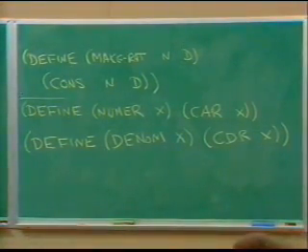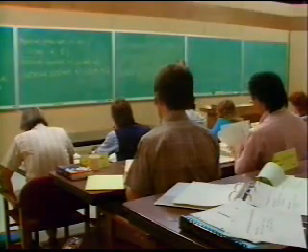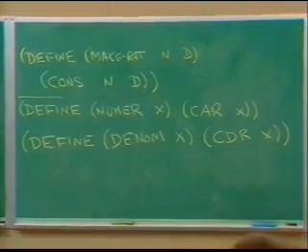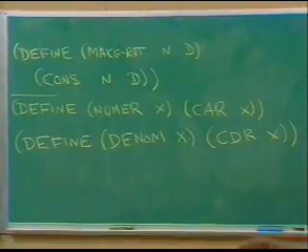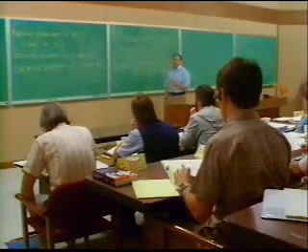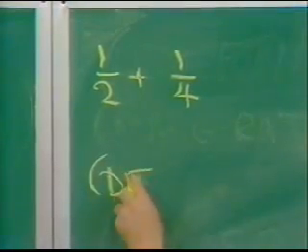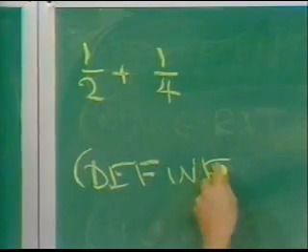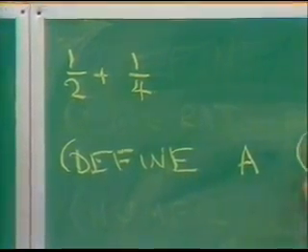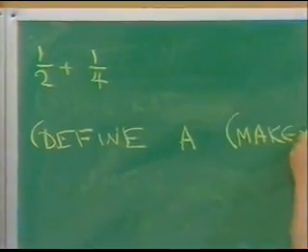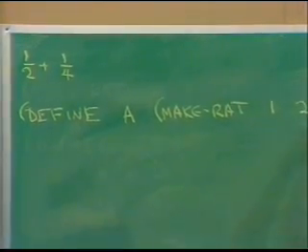Okay. Well, now we're in business, right? That's a complete implementation of rational numbers. Let's use it. Suppose I want to think about how to add 1/2 plus 1/4 and watch the system work. Well, the way I'd use that is I'd define A. I have to make a 1/2. Well, that's a rational number with numerator 1 and denominator 2. So A will be make-rat of 1 and 2.